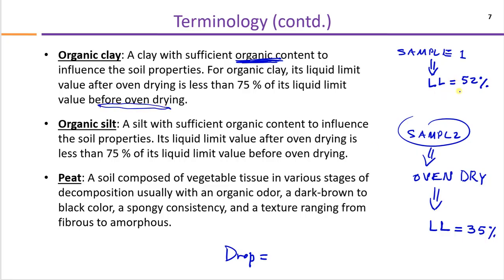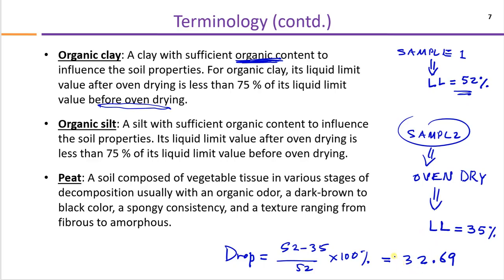So this is our base value. So it is going to be 52 minus 35 over 52 times 100. Let's do this calculation: 52 minus 35 is 17, over 52, and we get a percentage. So this percentage is going to be 32.69. So the drop is 32.69.